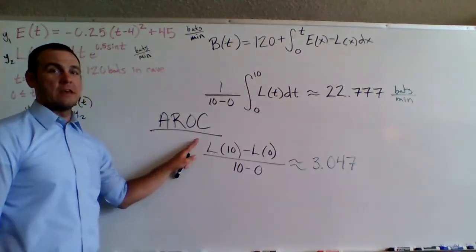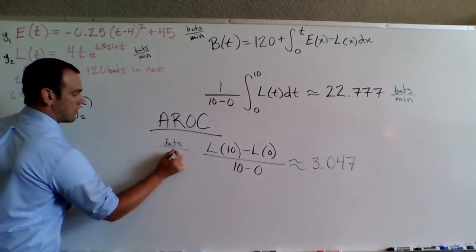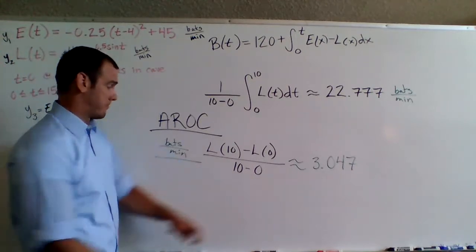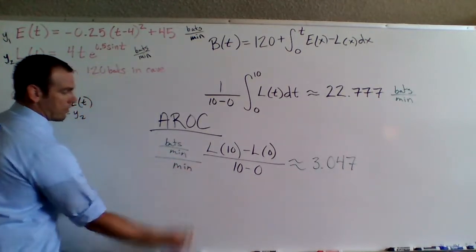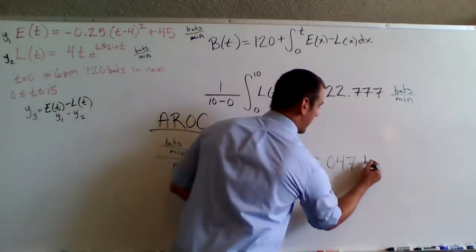Okay, now let's talk about our units again. L of t is measured in bats per minute, and we're dividing by really what was minutes. So this is bats per minute squared.